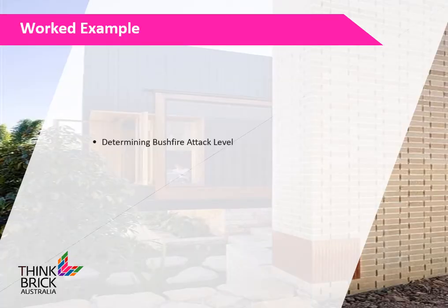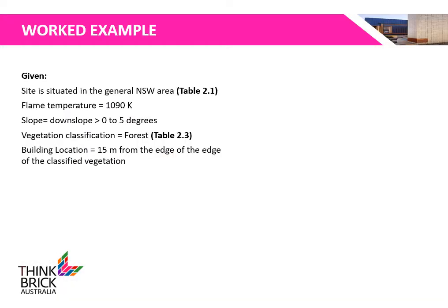We will now go through a worked example on how to determine the bushfire attack level. We are given that the site is situated in the general New South Wales area. The flame temperature is measured as 1090 Kelvin. The site's effective slope of land under the classified vegetation is 0 to 5 degrees downslope. The vegetation classification is forest, and the building location is 15 meters from the edge of the classified vegetation.